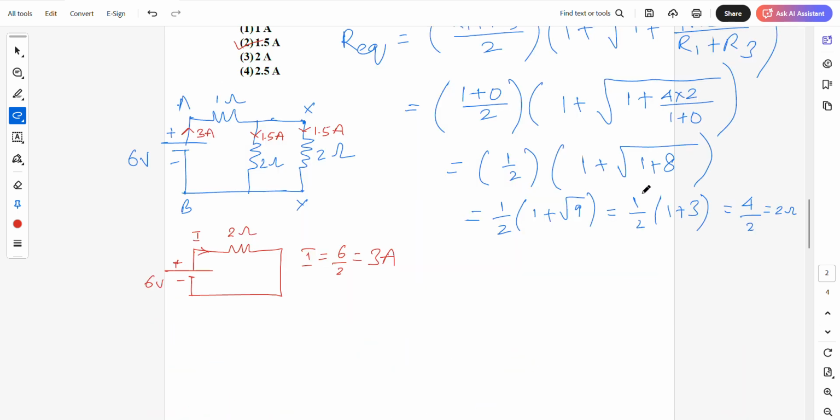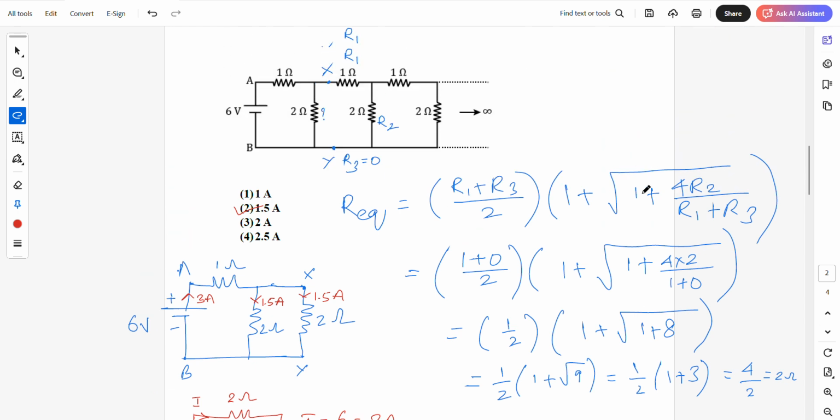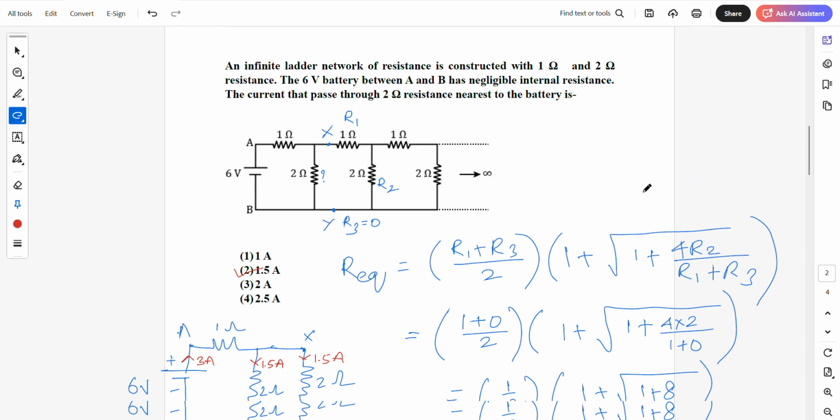Now hope you understood. The last problem, that is, this is the first problem. Be careful. First you have to find the equivalent resistance. You have to find the equivalent between x and y, and then you have to proceed. Hope you understood. I will stop it here.